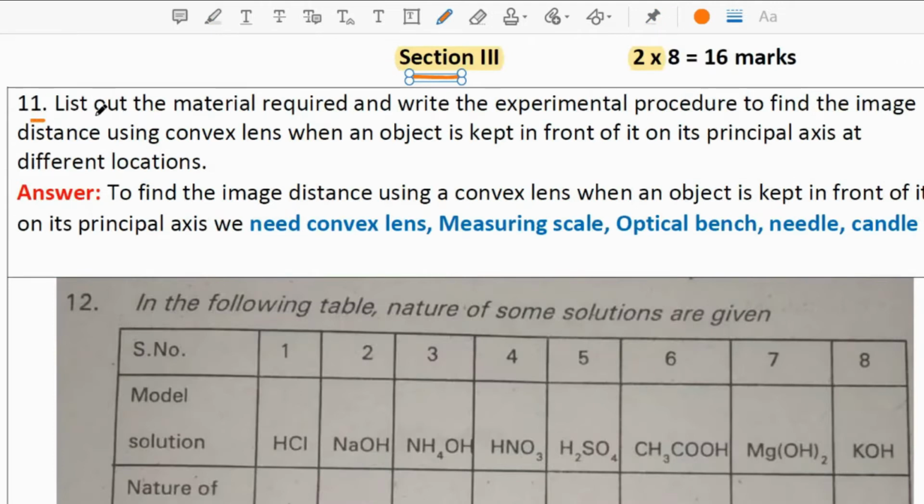Section 3, 11th question. List out the material required and write the experimental procedure to find the image distance using a convex lens when an object is kept in front of it on its principal axis at different locations. So to find the image distance using a convex lens, we need a convex lens, measuring scale, optical bench, needle, candle.